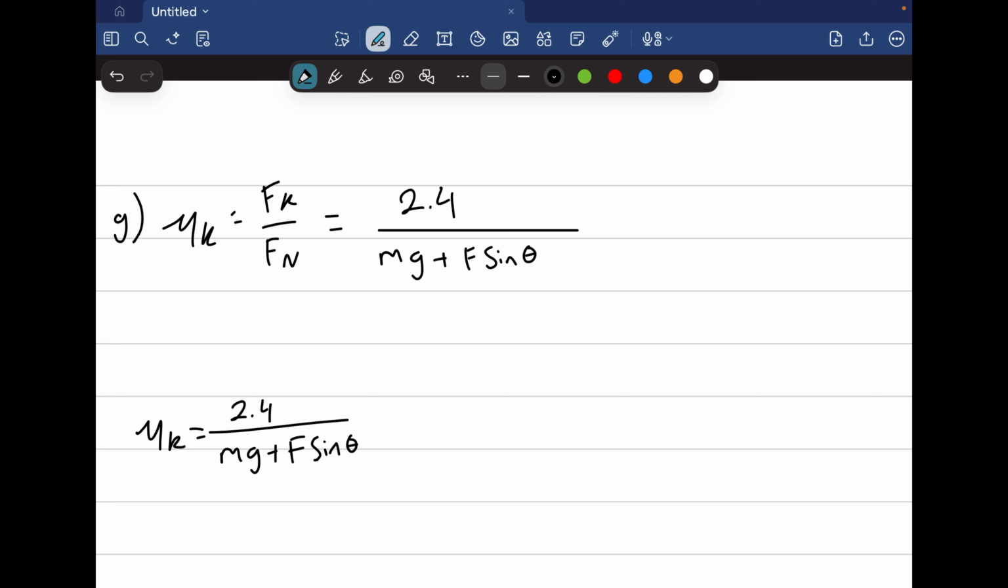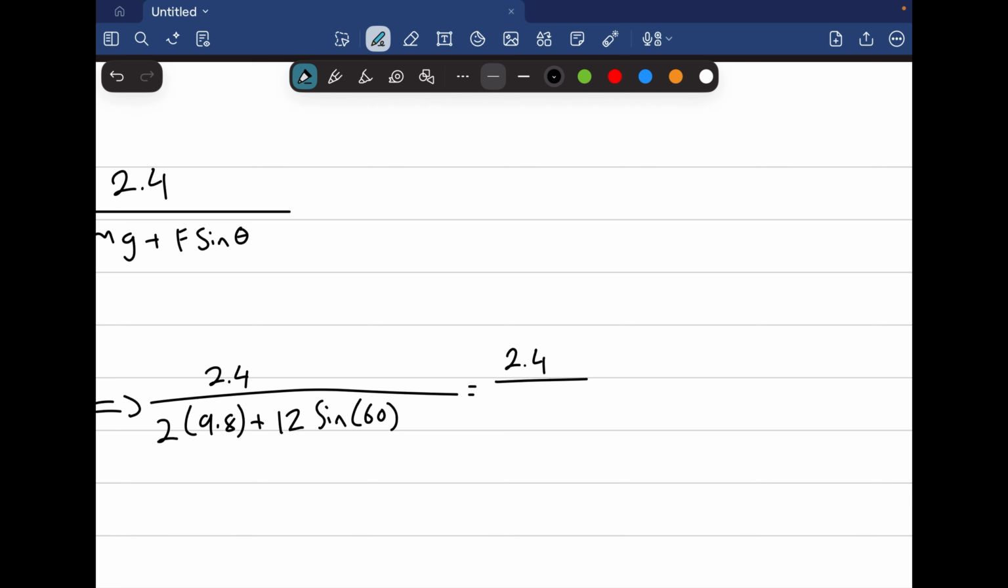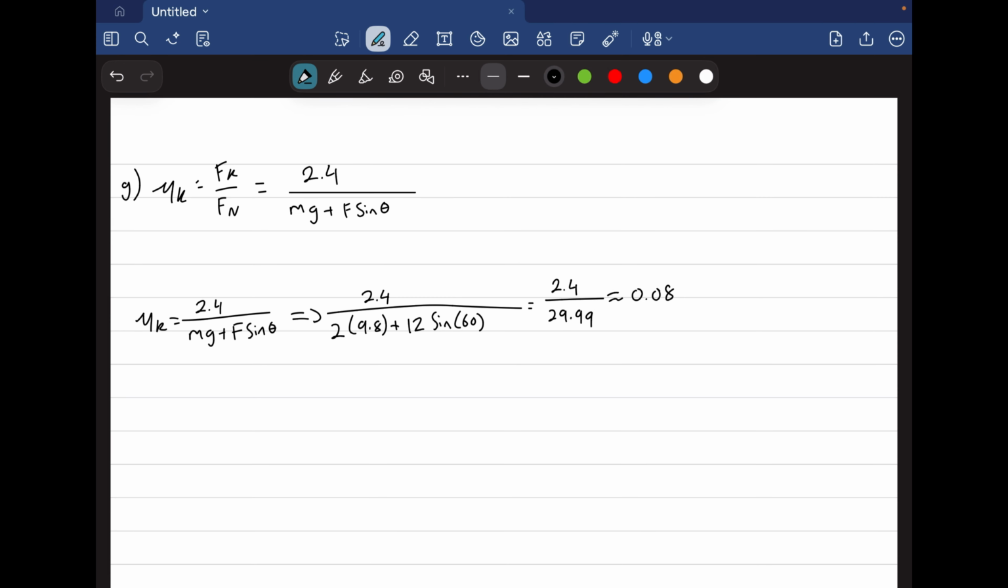And then I'll plug in all the values we're given. So 9.8 plus 12 sine of 60, which gives us 2.4 over 29.99, which is around 0.08. So that's your mu k.